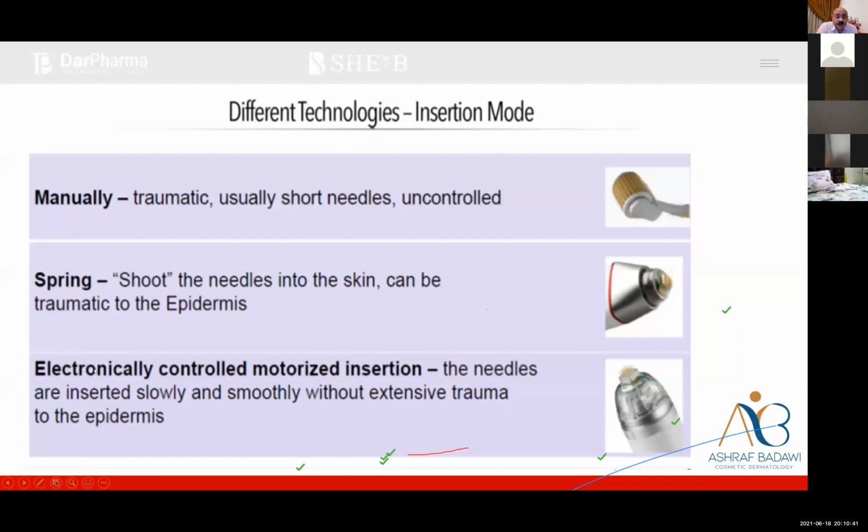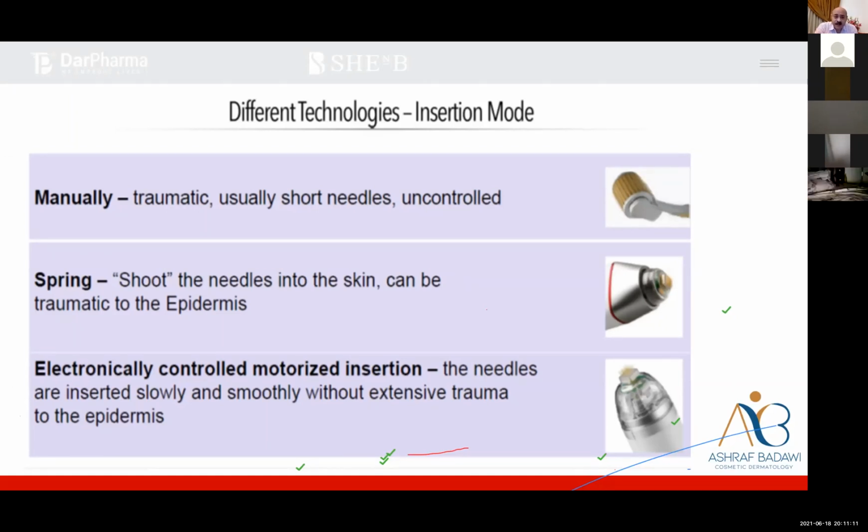Then finally, we have the electronically controlled motorized insertion, where the needles are inserted slowly and smoothly without extensive trauma to the epidermis. And this is the one available with the VIVACE, where we get a very smooth insertion of the needle into the skin. That's why the pain associated with that type of microneedling radiofrequency device is significantly less than with other types of needle insertion.